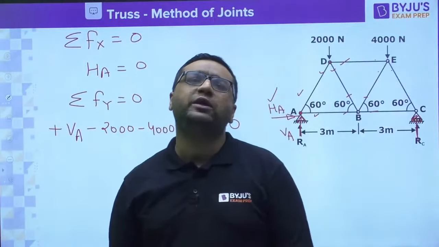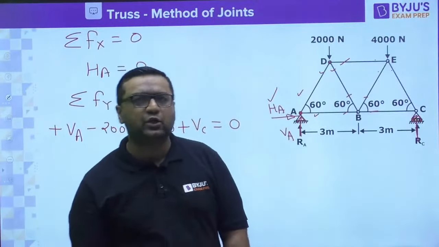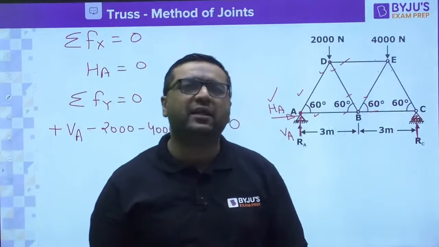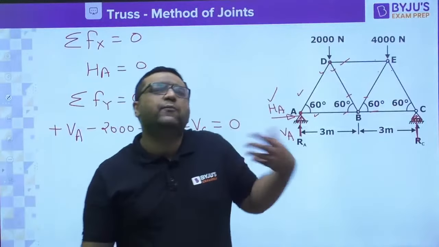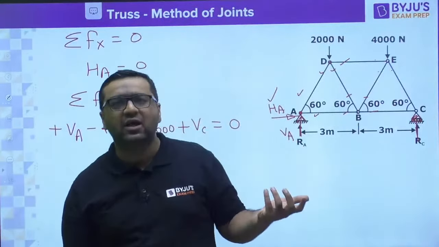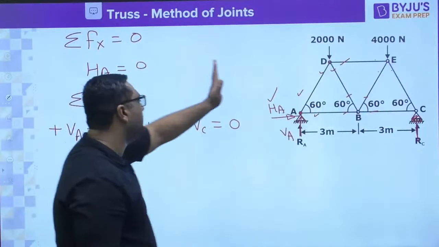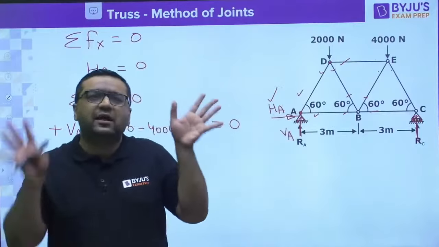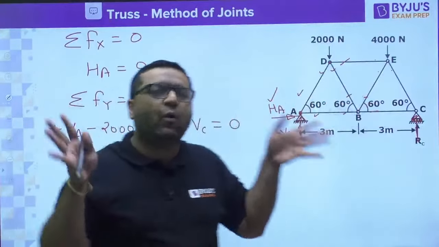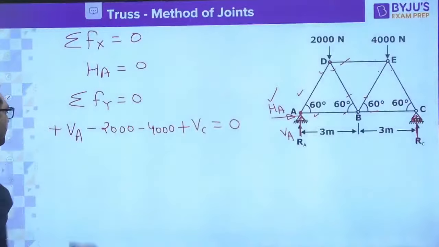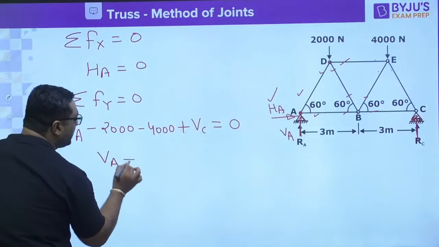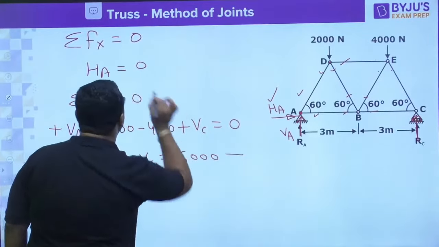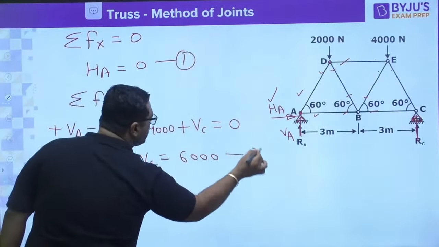While calculating support reaction, we cannot take internal forces into account because we have not divided the body. Until we go for a free body diagram of a joint or some section, if we are not breaking it from a section, then my dear, we can only consider the external forces. Until we take the complete body as one, we can have only external forces. So from this the equation will be VA plus VC equals 6000 Newton. This is equation number 1, and this is equation number 2.